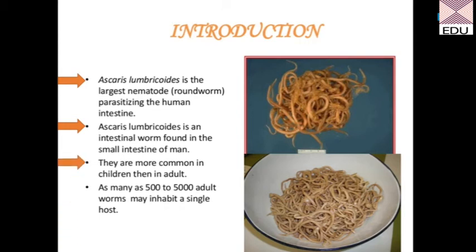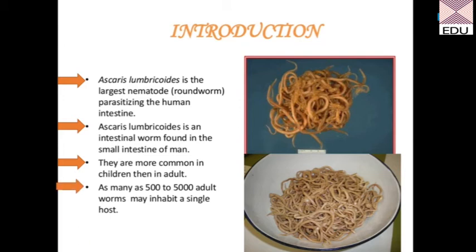Now they are more common in children than in adults. This is because children are unaware of sanitary conditions, so they may get this Ascaris. So the disease that you get after having this animal is ascariasis. If you have Taenia, you have taeniasis. If you have Fasciola, you have fasciolasis. So if you have Ascaris, you have ascariasis.